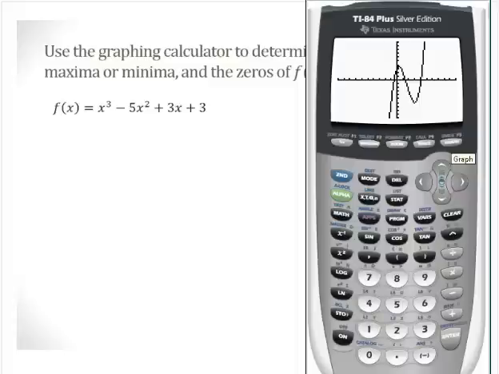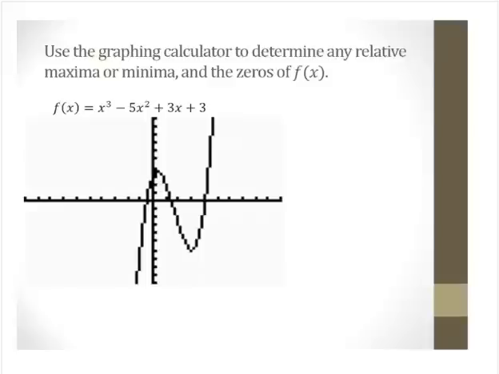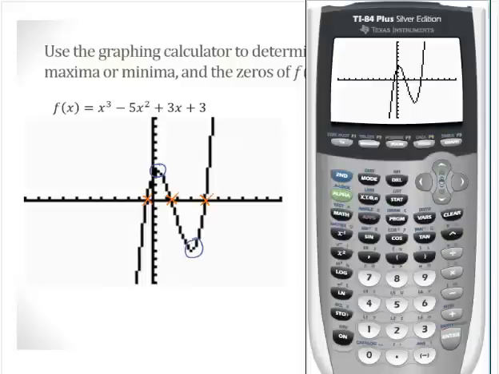Let me pull that graph down onto our screen so I can annotate it. There's that graph of the function. I see a relative maximum, a relative minimum, and I see 1, 2, 3 zeros for the function. So now let's use the graphing calculator to calculate those values. Let's first find the relative maximum.